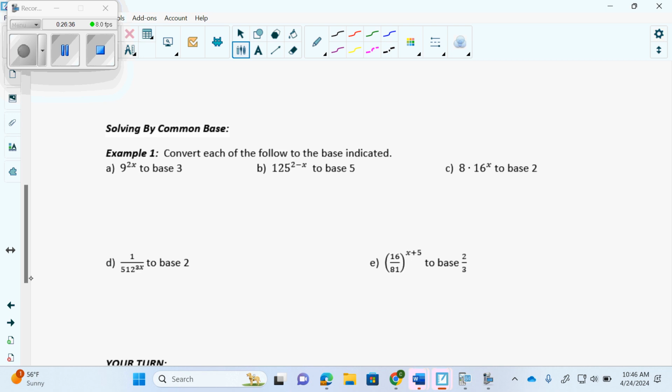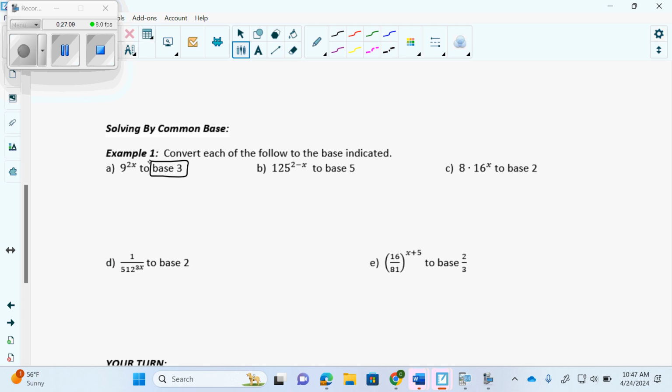So we have 9 to the 2x, but I want it to be base 3. Currently, it's base 9. Whatever is below the exponent is called the base. So currently it's base 9. I want it to be base 3. So how do I make 9 from base 3? 3 to the what? 3 to the 2. So the only way you can make a common base is by finding that number to an exponent. Some people are like 3 times 3. True, but I need it to be 3 to some power.